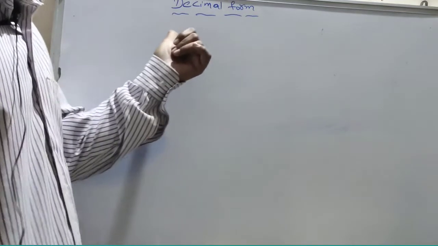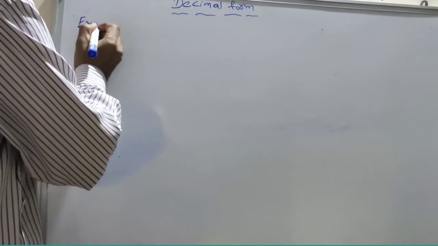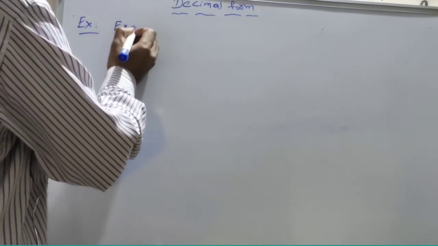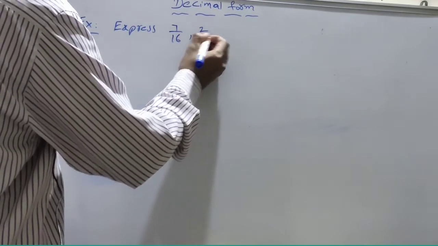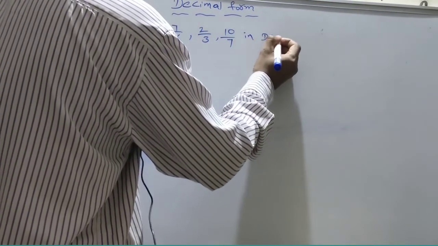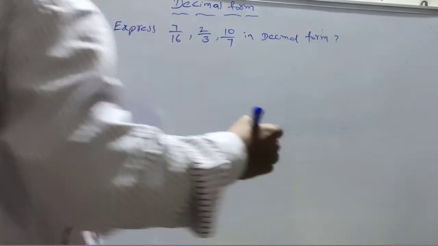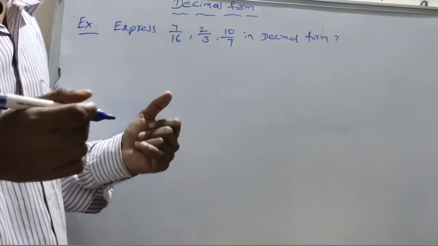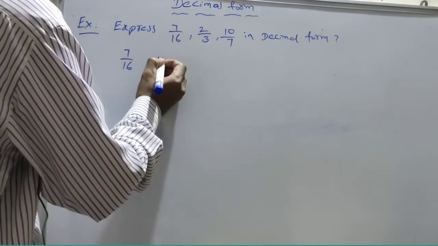Now the next topic is decimal form. Already we learned this in the lower classes. Once again we recall decimal forms. So here I am taking one example. Express 7 by 16, 2 by 3, 10 by 7 in decimal form. To do these sums we must know about division. Already you know. So now first you take 7 by 16, divided.